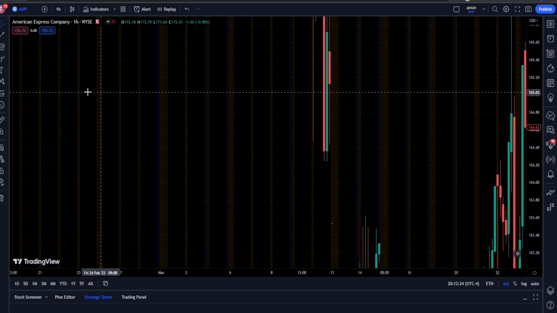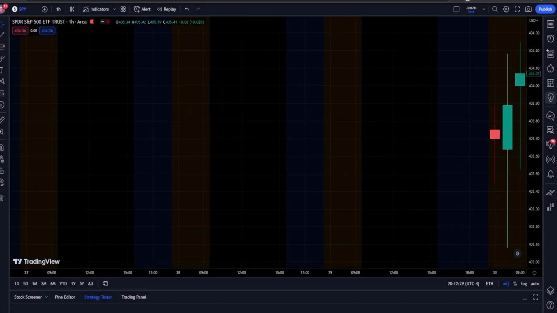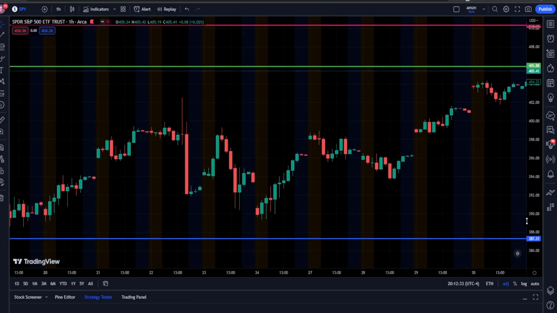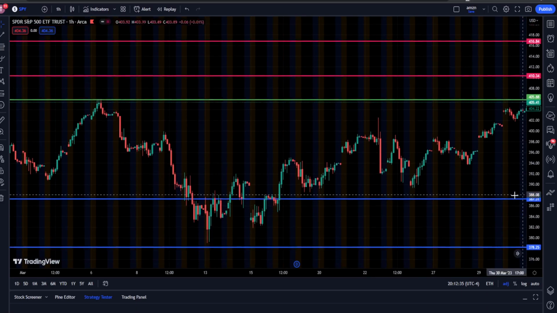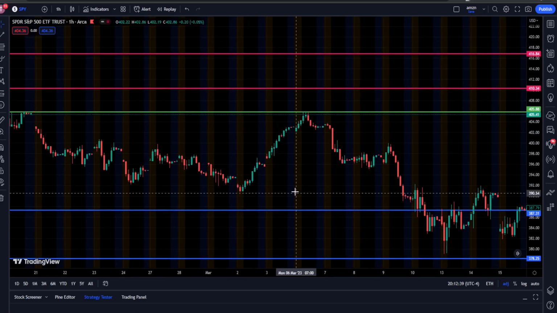Oops, I did not mean to do that. I changed stocks. Where am I? I'm very zoomed in. So we can find more supports. Let's see. Resistance right here, support right here.